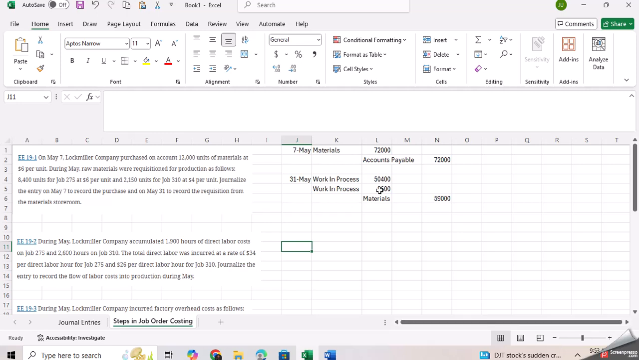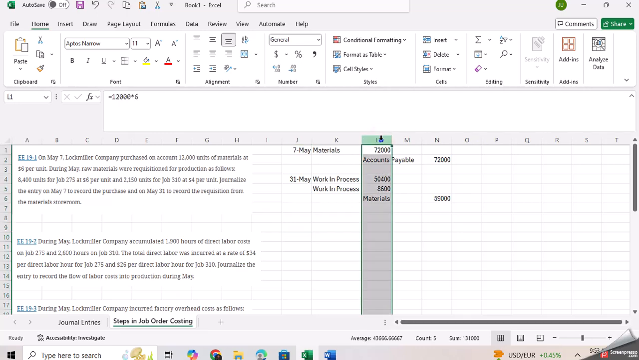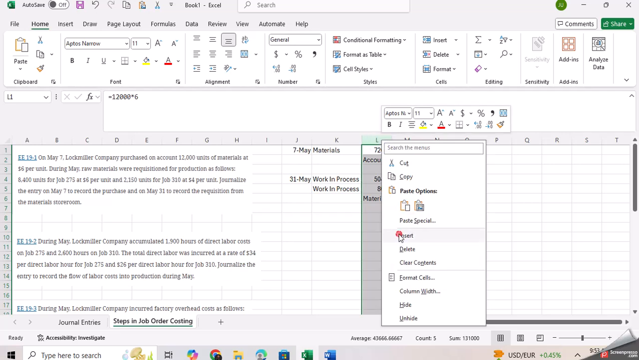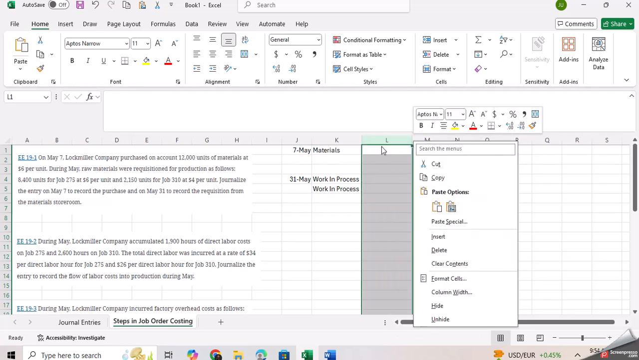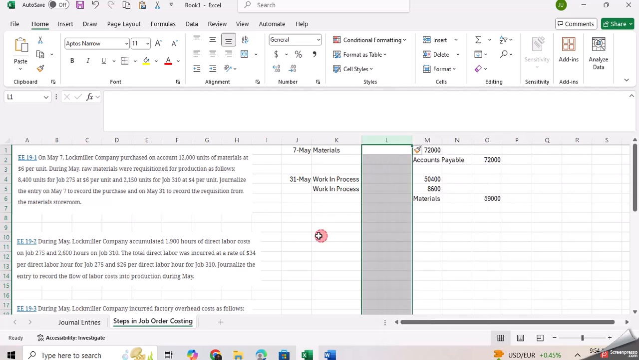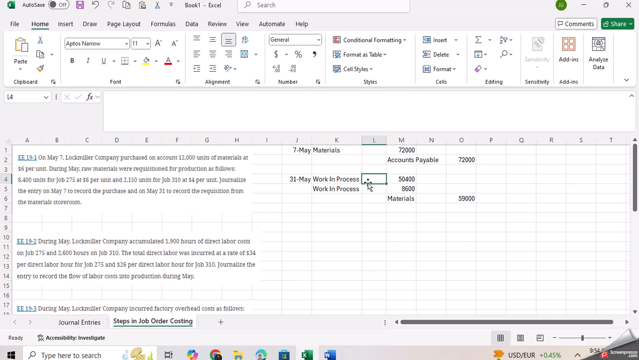Okay. Then we go down to our labor. So during the month of May, Lockmiller Company accumulated 1,900 hours of direct labor costs on job 275 and then 2,600 on job 310. So I guess these are the same jobs. Maybe what I'll do, just because we might need them later on, I'm going to insert a column here and then just put in what job number it is. So that first one that we did up above was for 275, and then this one was for 310.